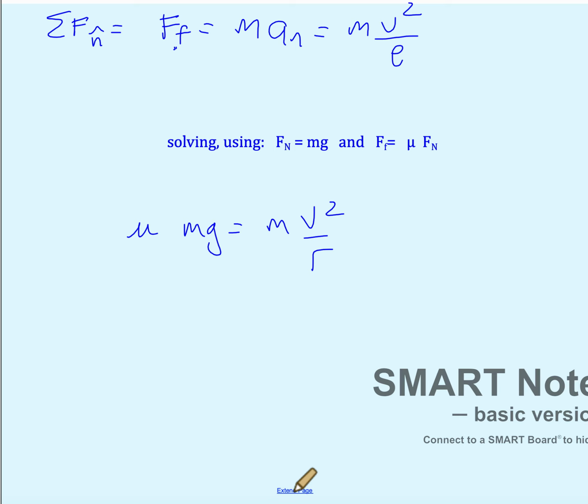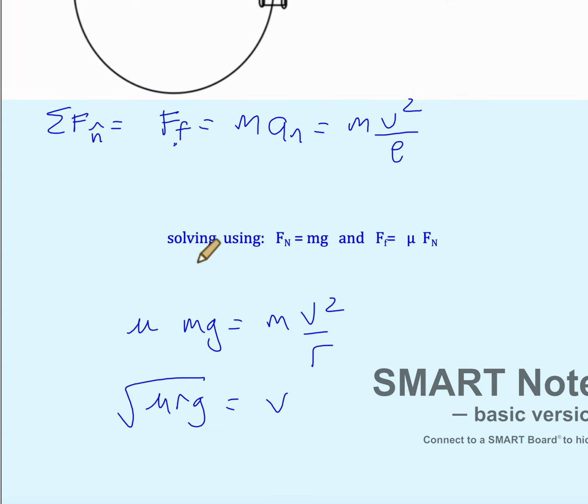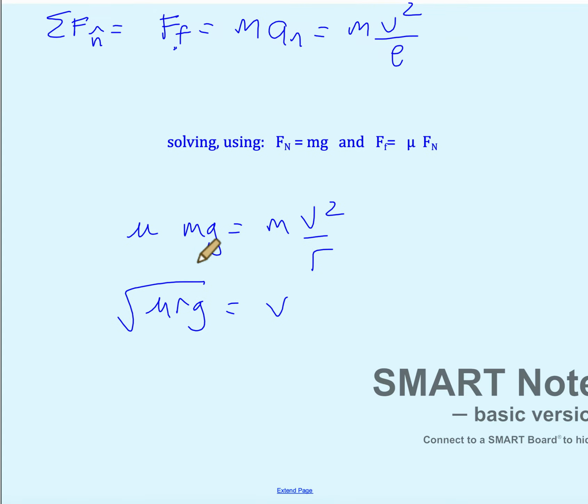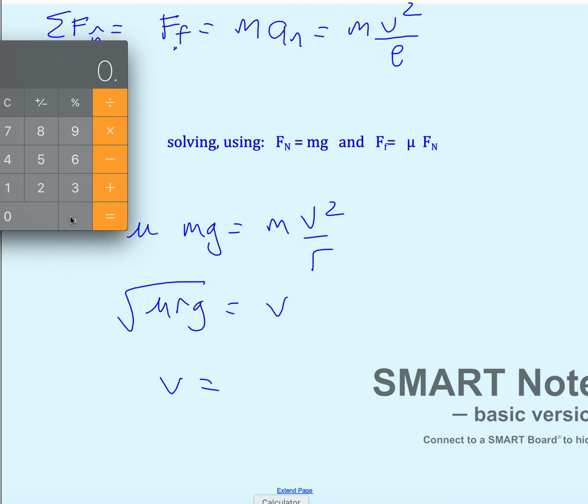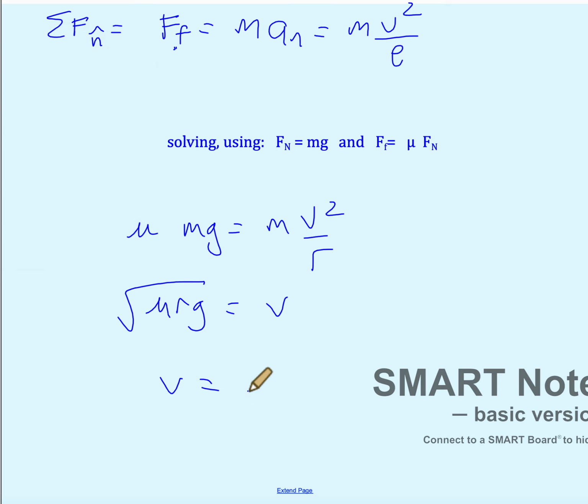Mass of the car cancels, cross multiply the r. That's v squared, so v is the root of that. So we can substitute in the given values, which are 0.75 and 50, to calculate the speed. So 0.75 times 9.81 times 50 meter radius, that's v squared. Take the square root, 19.18 meters per second. This is another Physics 12 level circular motion problem.